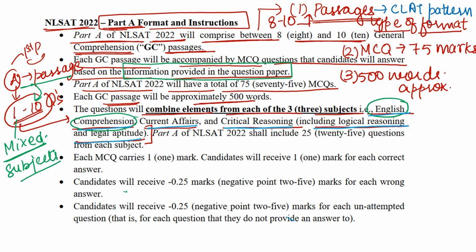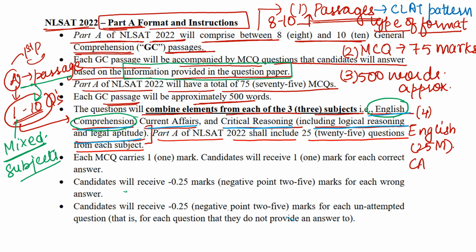ठीक है ना, अब पार्ट ए ऑफ NLSAT 2022 शैल इंक्लूड 25 क्वेश्चंस फ्रॉम ईच सब्जेक्ट. वो कह रहे हैं कि 25 क्वेश्चंस, तो हमें इससे हमारी मार्क्स डिस्ट्रीब्यूशन भी पता चल जाती है कि जो हमारा इंग्लिश है वो 25 मार्क्स का. ठीक है ना, जो हमारा करंट अफेयर्स है वो 25 मार्क्स का, जो हमारी क्रिटिकल रीजनिंग प्लस लीगल रीजनिंग प्लस लॉजिकल रीजनिंग जो है वो भी 25 मार्क्स की. तो हमें ये इंपॉर्टेंस बता गए कि 25 मार्क्स का है.